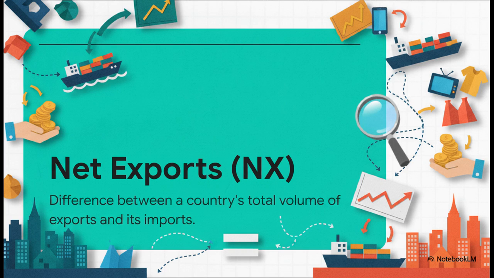But what's actually driving these two variables? Well, the volume of your exports relies heavily on foreign income and relative prices. Simply put, if other countries get richer, they buy more of your stuff. Imports, however, depend on your own domestic income and those same relative prices. So if your citizens get wealthier, they start buying more goods from overseas.